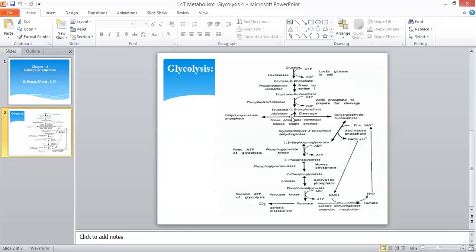In the fourth step, fructose 1,6-bisphosphate is cleaved. This reaction is catalyzed by the enzyme aldolase. Both glyceraldehyde 3-phosphate and dihydroxyacetone phosphate are produced.